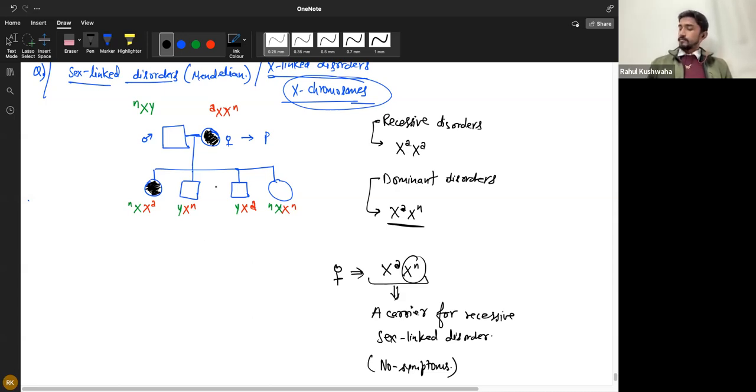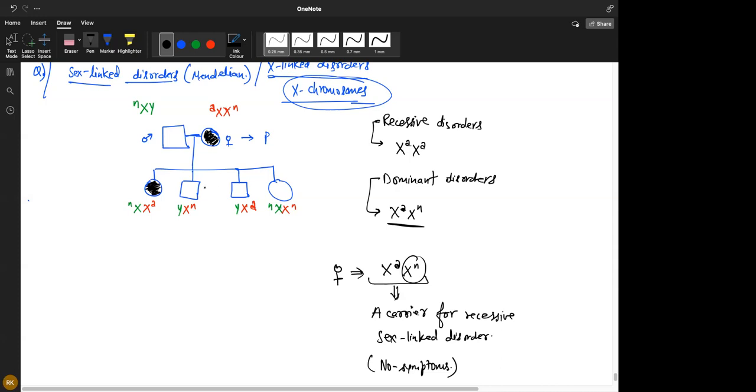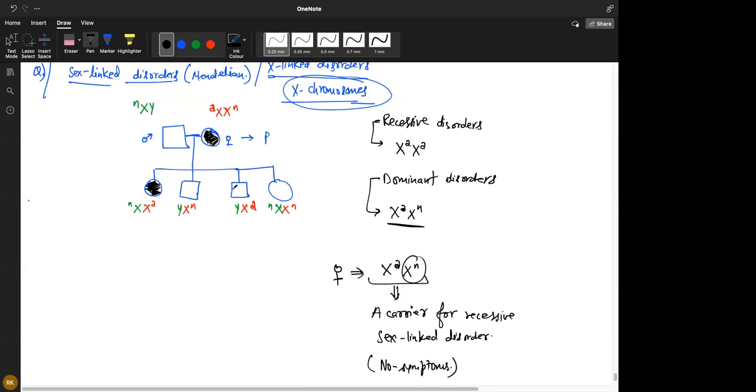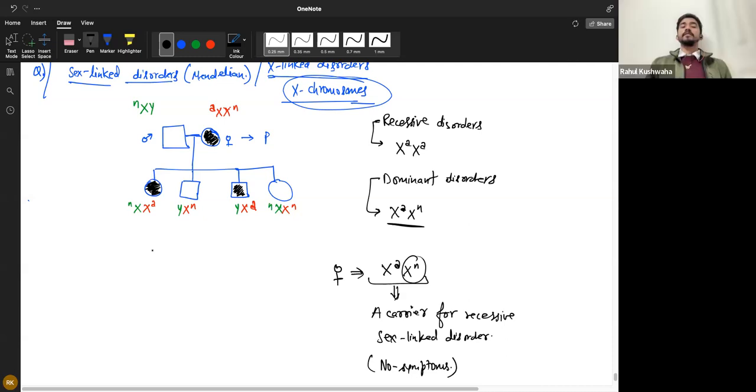The son. Which son? First born, second born, third born? Third born son, right? He will also be affected. Correct? And all others will be normal for an X-linked dominant disorder. So for dominant X-linked, if you have one copy that is problematic, you're gone. Simple. But the problem is to identify a recessive sex-linked disorder.